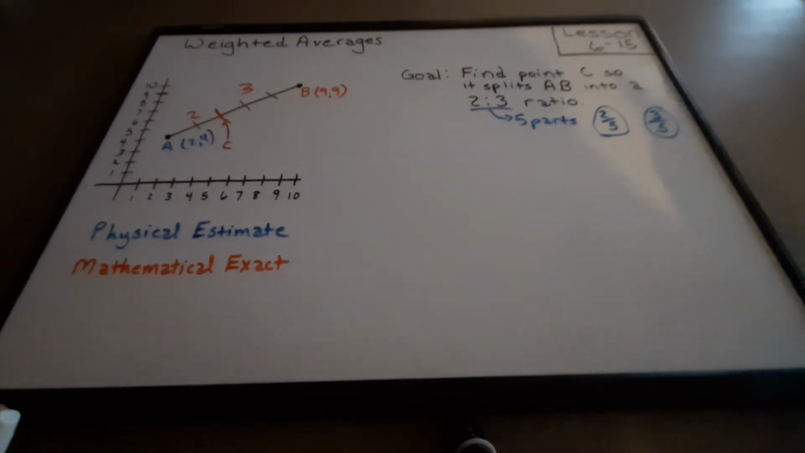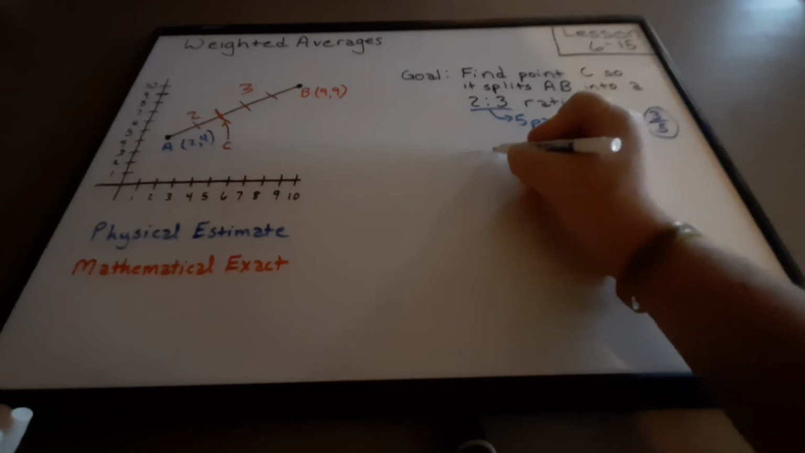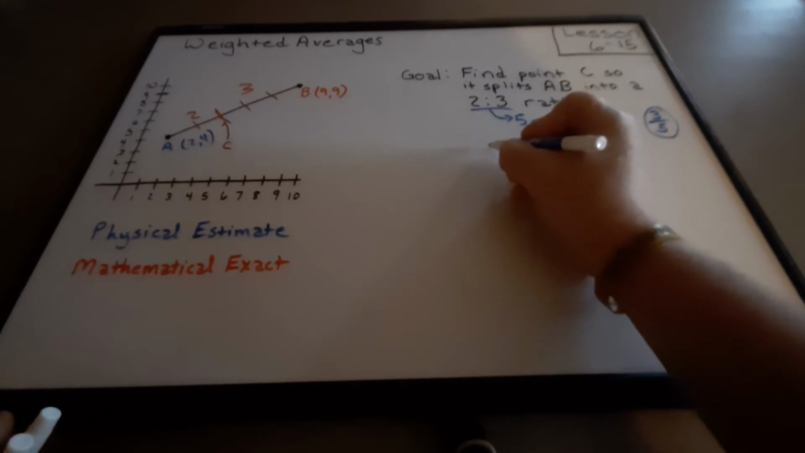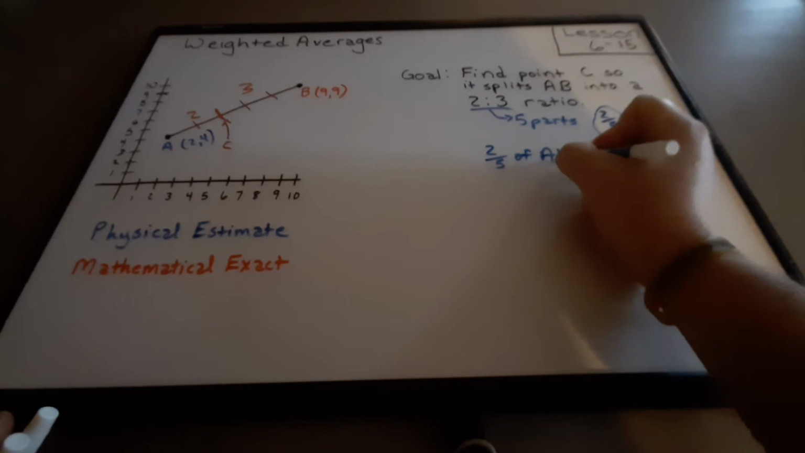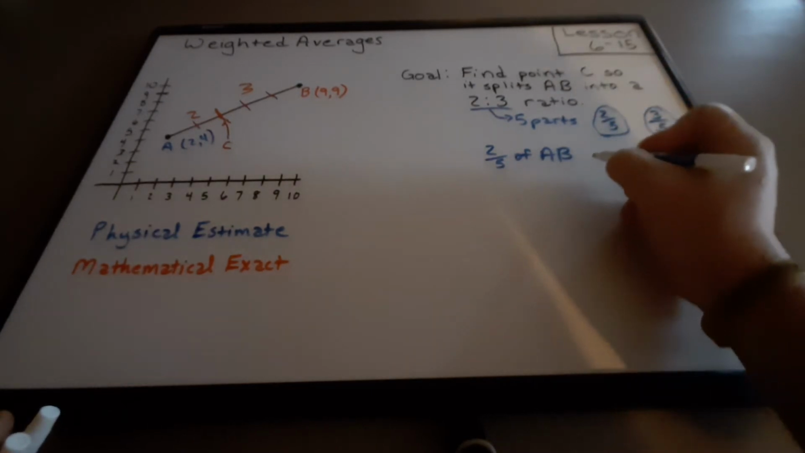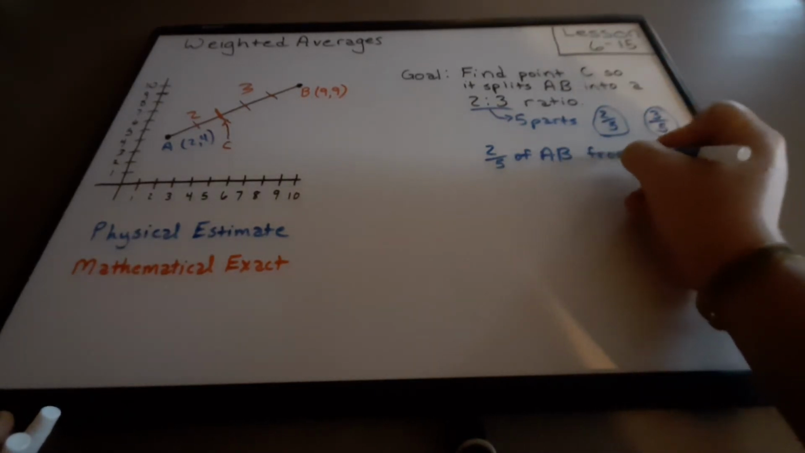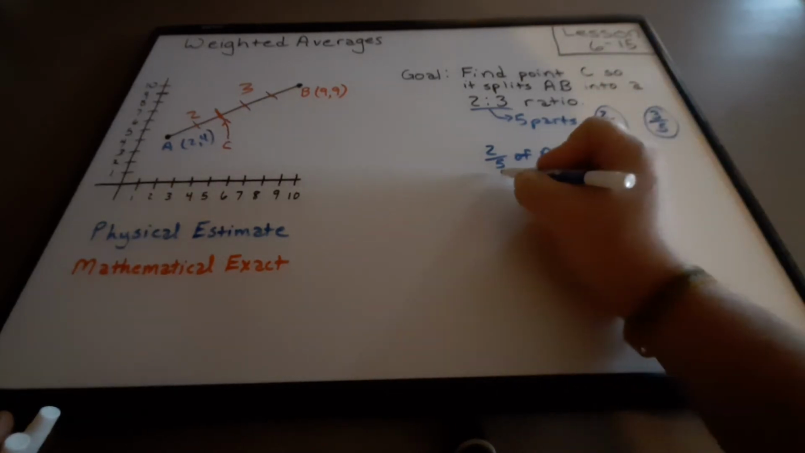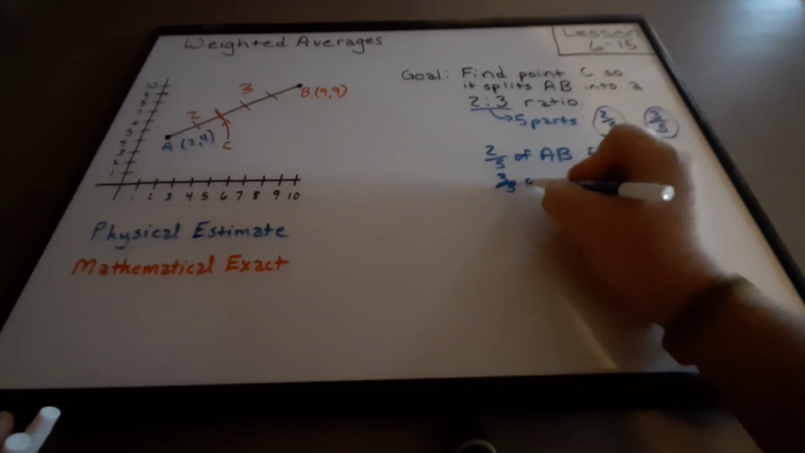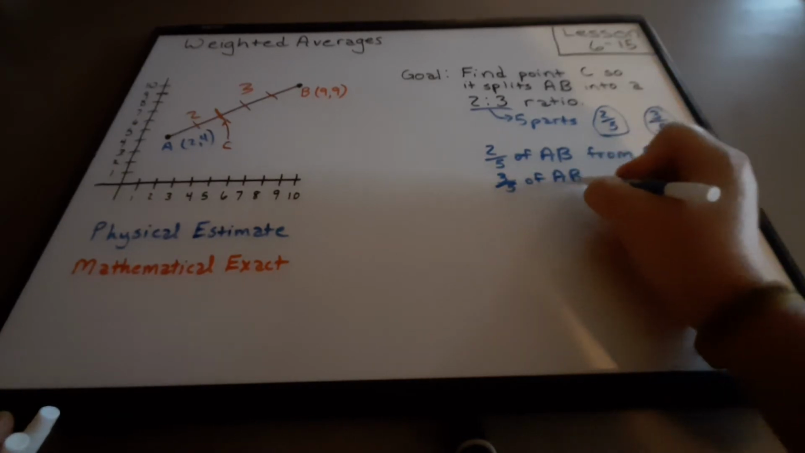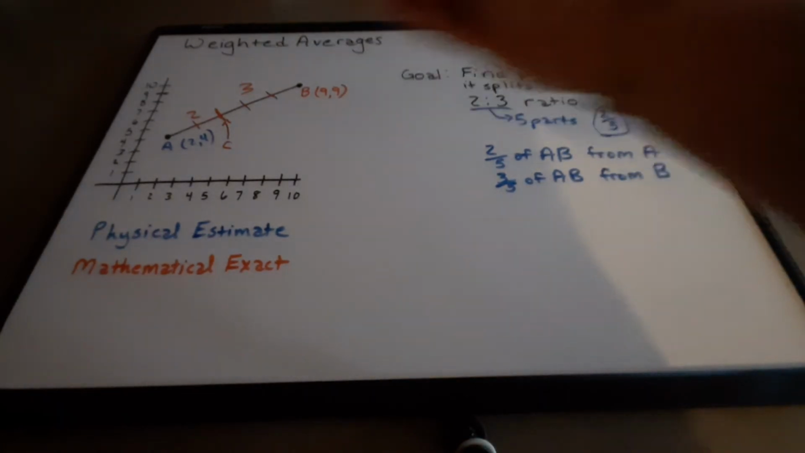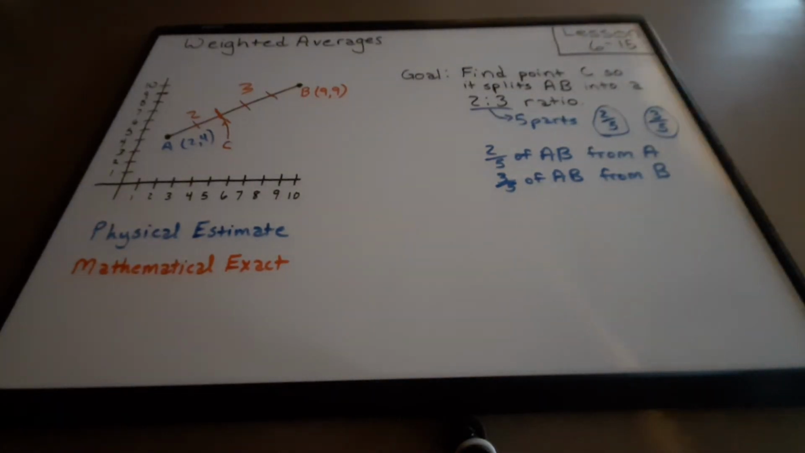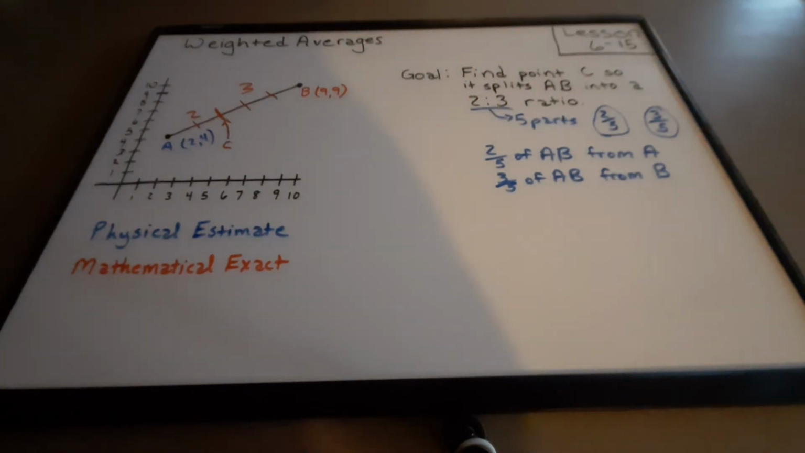The cool thing that you're going to find is if you take 2/5 of AB from point A, and you do 3/5 of AB from point B, that would work to our point over here. The math behind that is a little bit tricky.